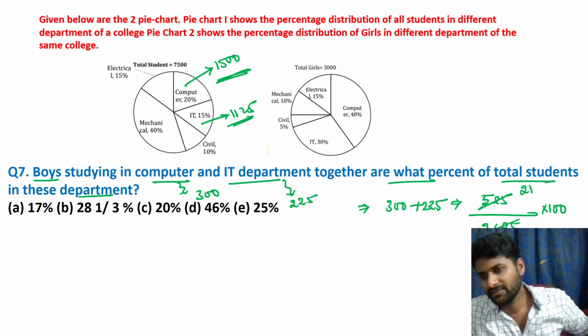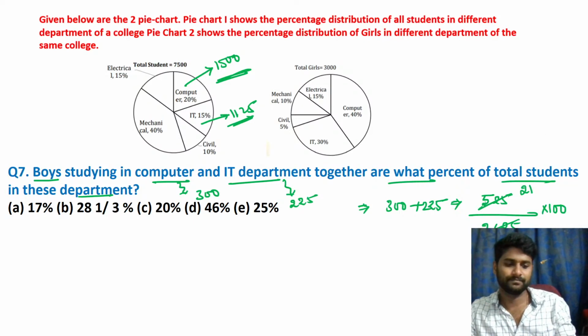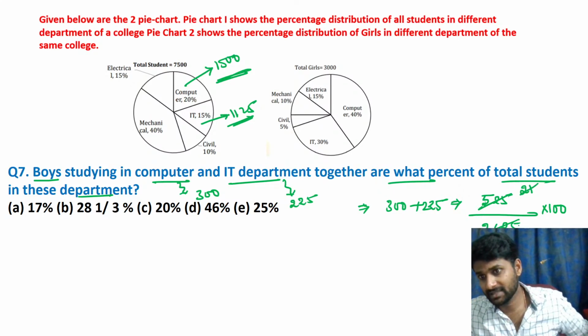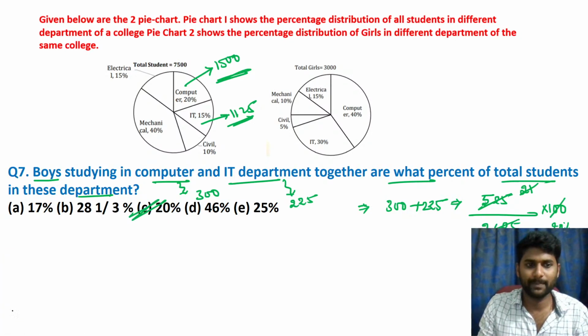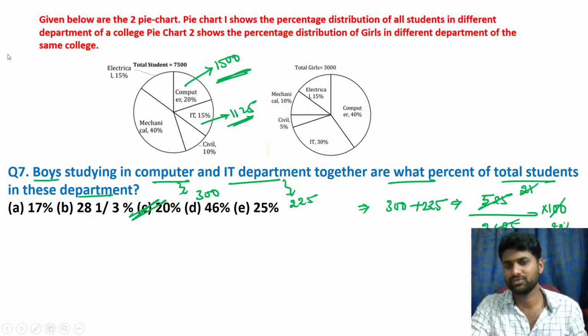Another one, see, it is exactly 21 times. 21 ones are 21, 21 fives are 105. Overall value becomes 20. These are the 5 questions related to pie chart data entry. Just see how I'm taking the data and how I'm doing the calculation part, that is most important.